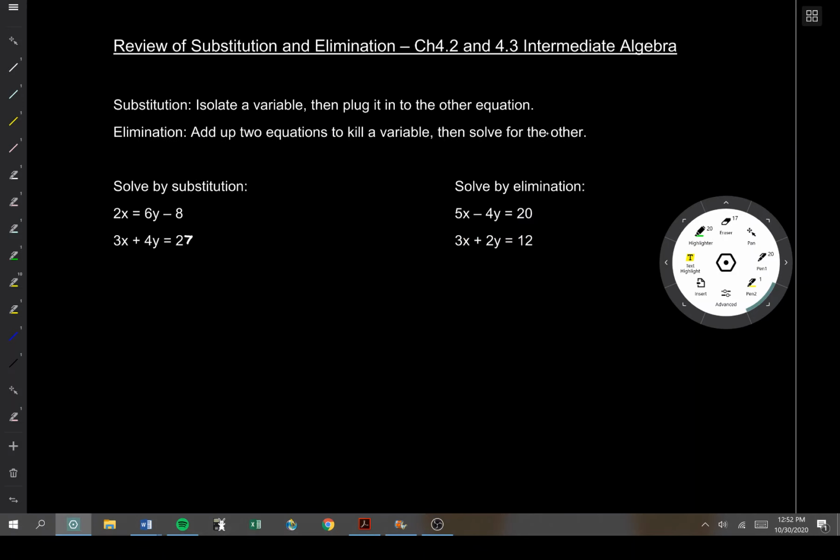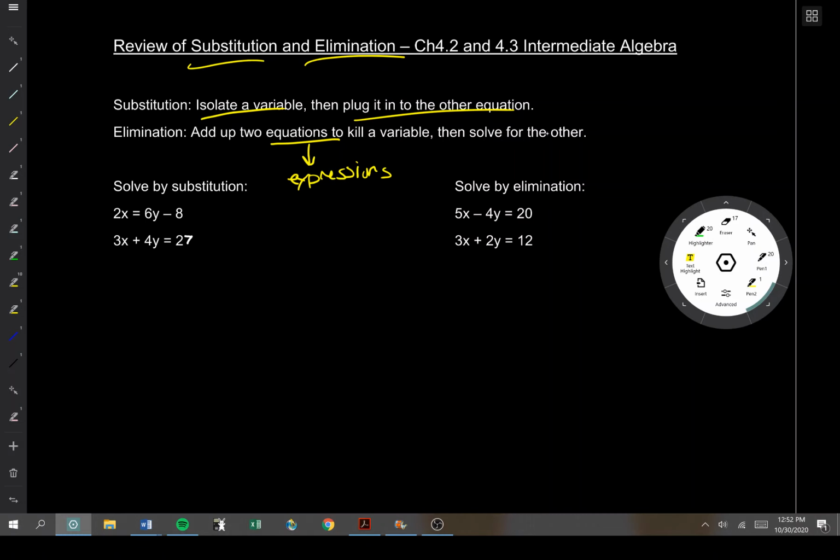Okay, today we're going to be solving by substitution and elimination. This is a review of stuff you learned before, so it'll be a pretty quick video. Substitution is when you isolate a variable and then plug it into the other equation. Elimination is when you add up two equations, although really you're adding up the expressions in the equation. But you add up the sets of expressions to remove a variable, then you solve for the other variable.